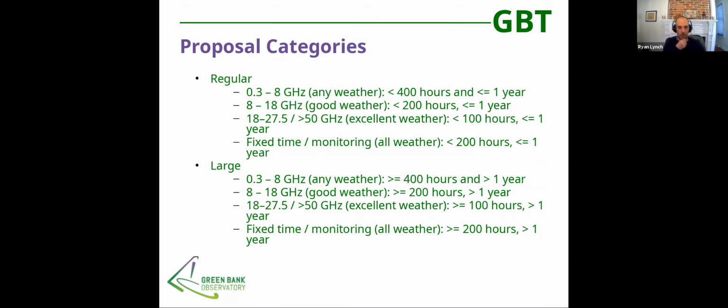So there are a few different proposal categories that you can submit to the GBT. Two of them are regular proposals. These are just the standard proposals that are the most common that we get. They have certain definitions, primarily based around the number of hours that are being requested in total, or the duration of the proposal, how long it's actually going to remain active and schedulable. And I'm not going to go through all the details here. You can read them off, but those different constraints are based primarily on the frequency that you're observing at and what kind of weather condition you would need, but also whether or not you need things like fixed observing time.